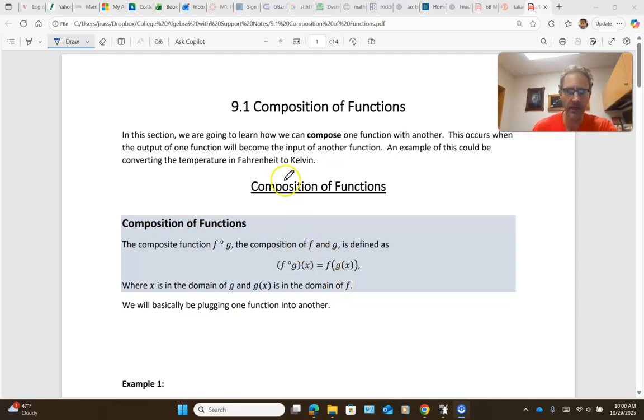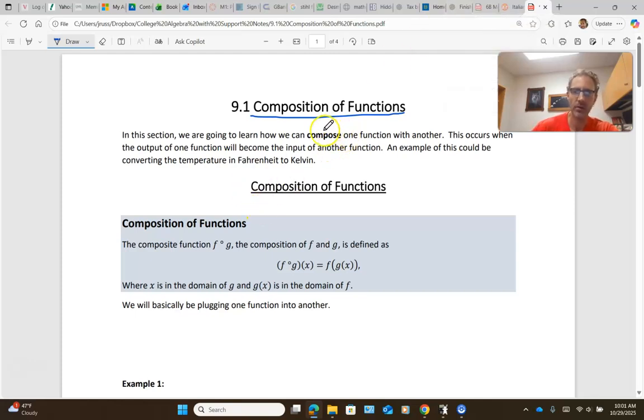Alright, welcome back, guys. We will be starting the last module, Module 4, and this just contains material from Chapter 9 from the book. Okay, and you can see here the title is Composition of Functions. You've actually already done this before, you just didn't know it.